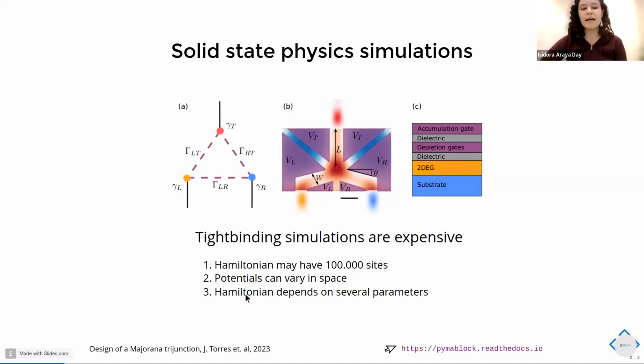And so there's also the fact that Hamiltonians depend on several parameters, but often if there's a gap, then the Hamiltonian changes slowly upon variations of these parameters. So this is a situation in which an effective model would be very useful.